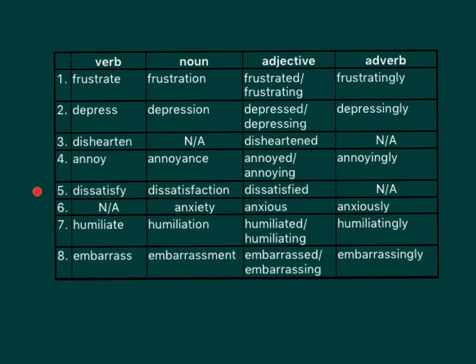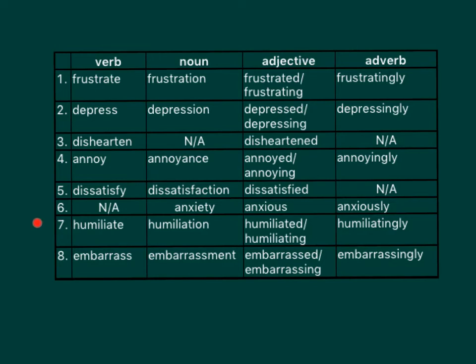Number 5, the verb is dissatisfy. The noun is dissatisfaction. The adjective is dissatisfied. Number 6, the noun is anxiety. The adjective is anxious. The adverb is anxiously.